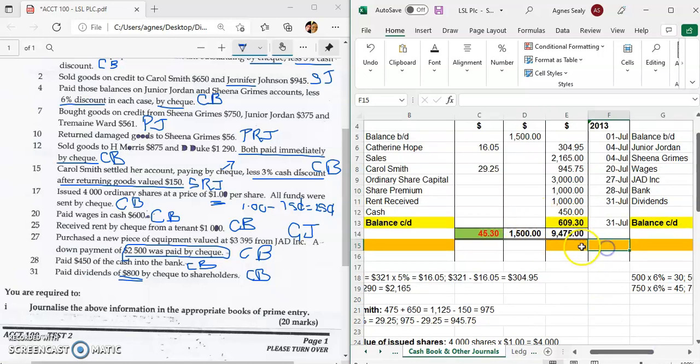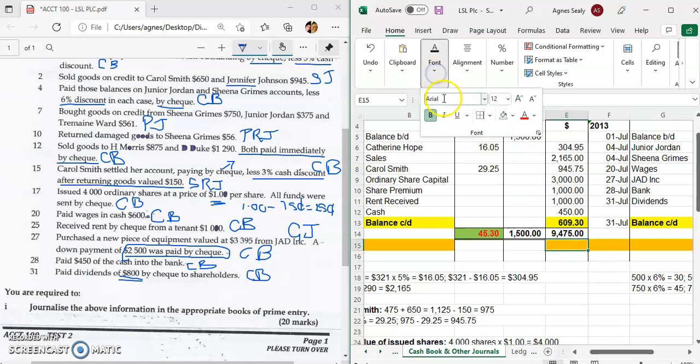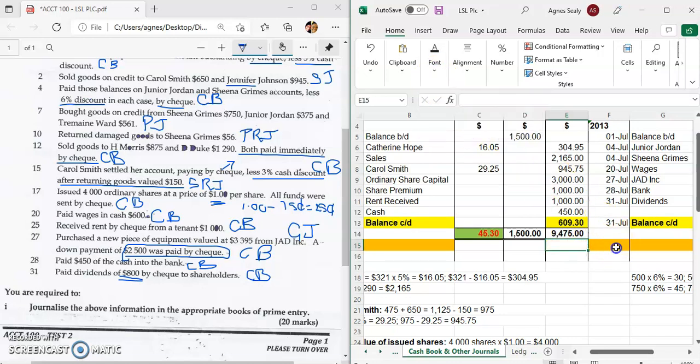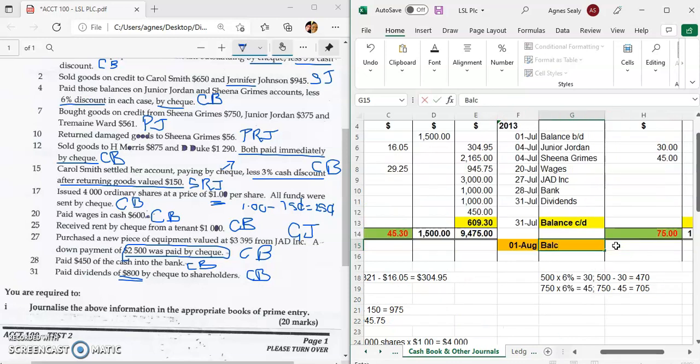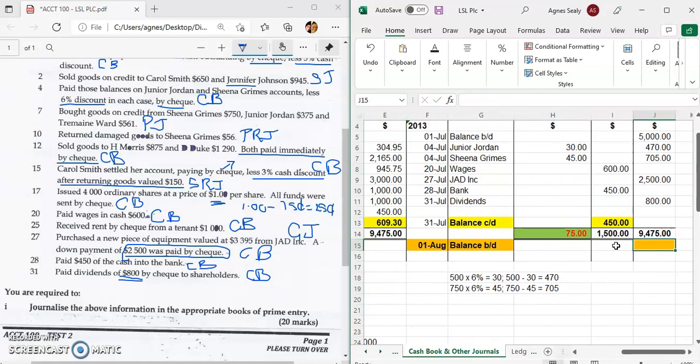Therefore, on August 1st, the balance brought down would be on the credit side of $609.30.